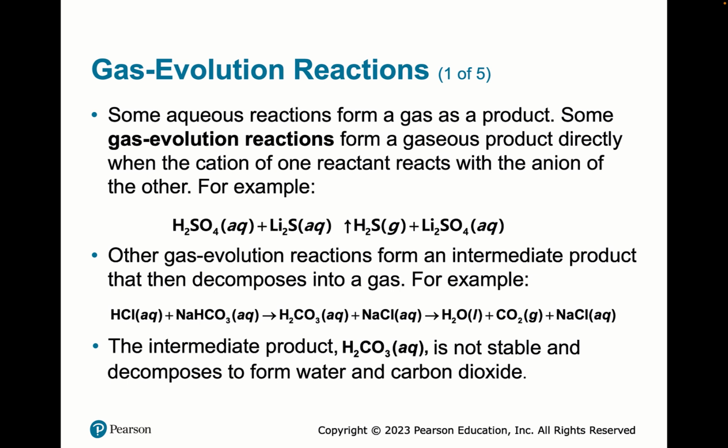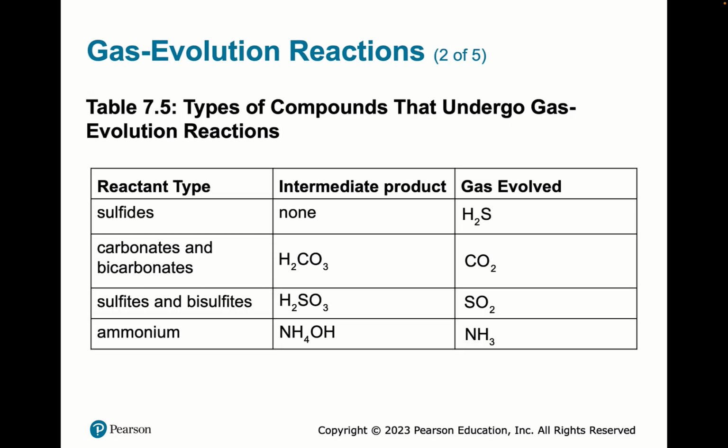It's sort of like someone who's dating and then gets married. The intermediate state is an engagement, and that intermediate state can be very, very short. Some intermediates can last a while, but generally speaking, intermediate states don't stick around for very long. So here are some types of gas evolution reactions and also their intermediate products. Carbonates, or hydrogen carbonate, can form carbon dioxide. Hydrogen sulfite can form sulfur dioxide, and ammonium hydroxide can form ammonia.